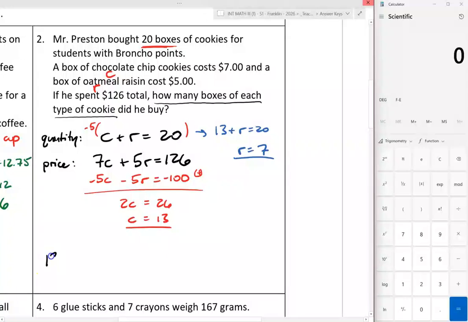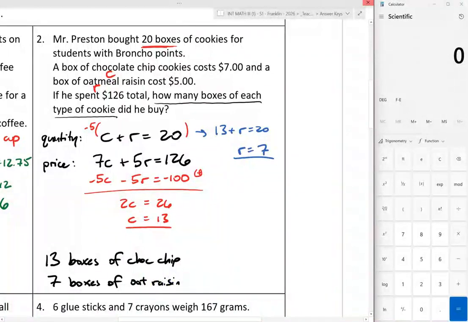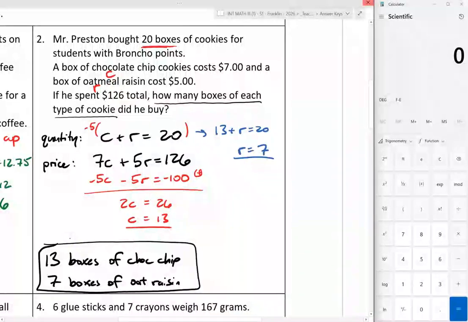So there are 13 boxes of chocolate chip and 7 boxes of oatmeal raisin. And I went ahead and wrote that out more than I did in the first problem, which is typical. You might give a little bit more information in your answer here.